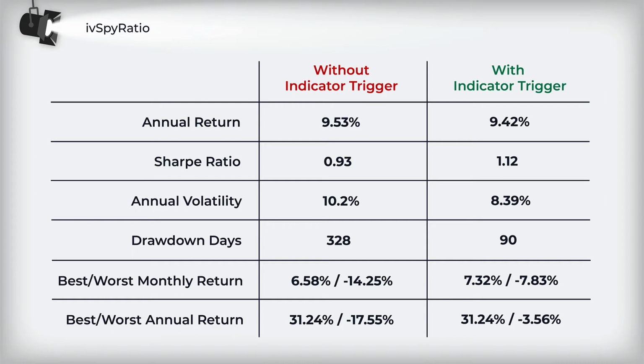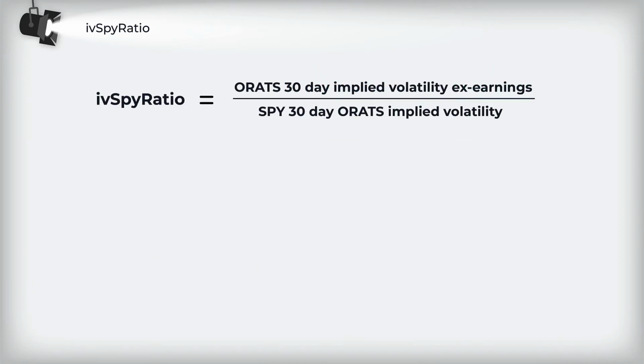With such a distinct advantage over the backtest without triggers, you might be wondering how and why the ivSpyRatio indicator is so powerful. Let's start by diving into the equation. ivSpyRatio is defined by the following: the ORATS 30-day implied volatility of the underlying ex earnings divided by the SPY 30-day ORATS implied volatility.